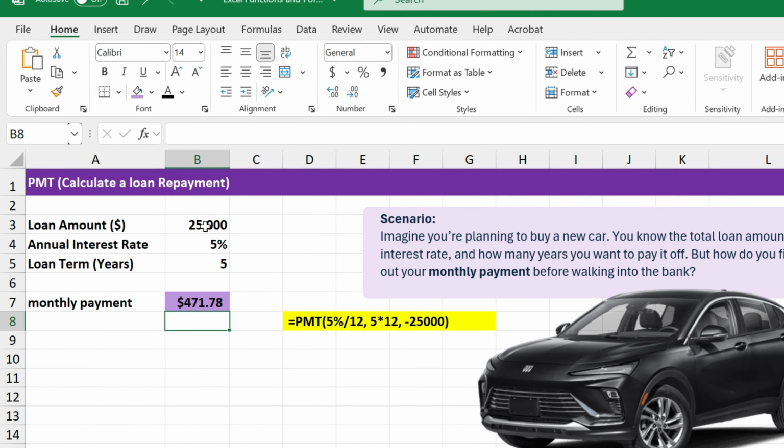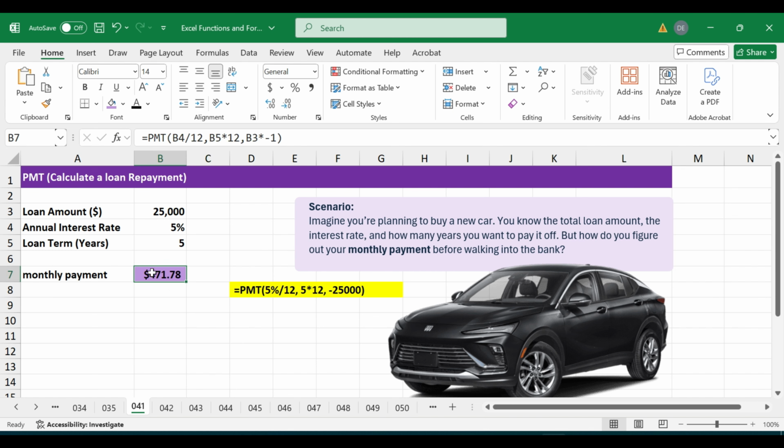Here you go. Excel tells you exactly how much you'll pay each month. This is perfect for car loans, mortgages, student loans. Anytime you want to run the numbers yourself, try it with your own figures and know what to expect.